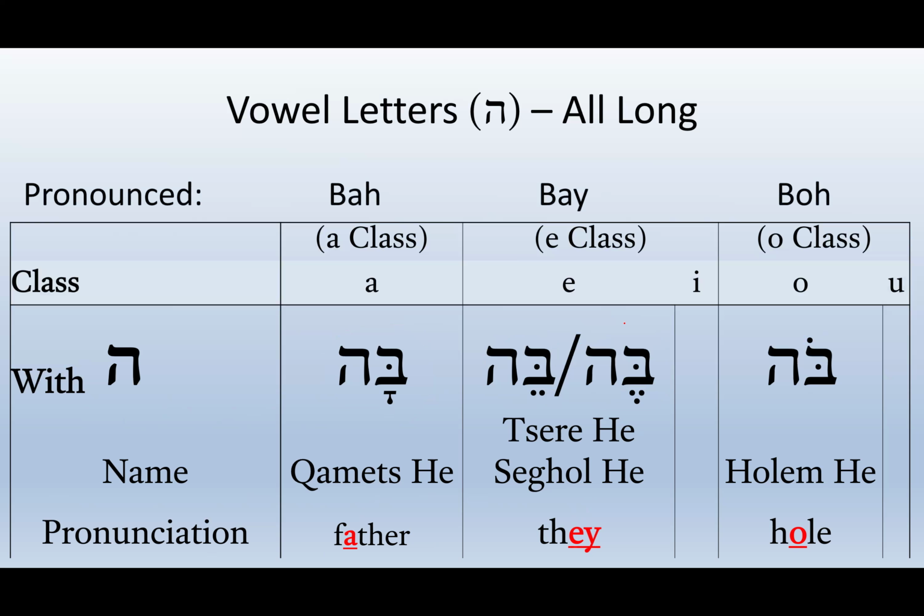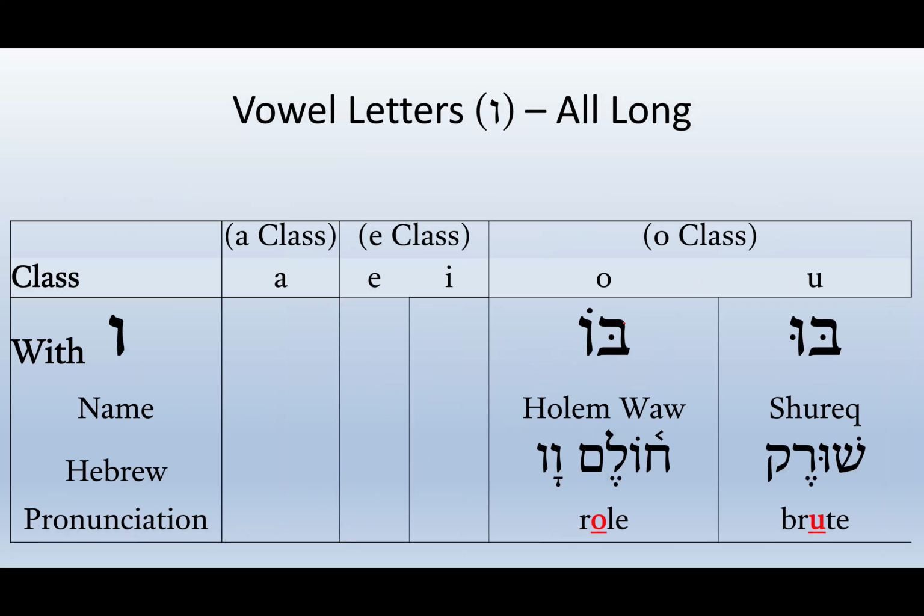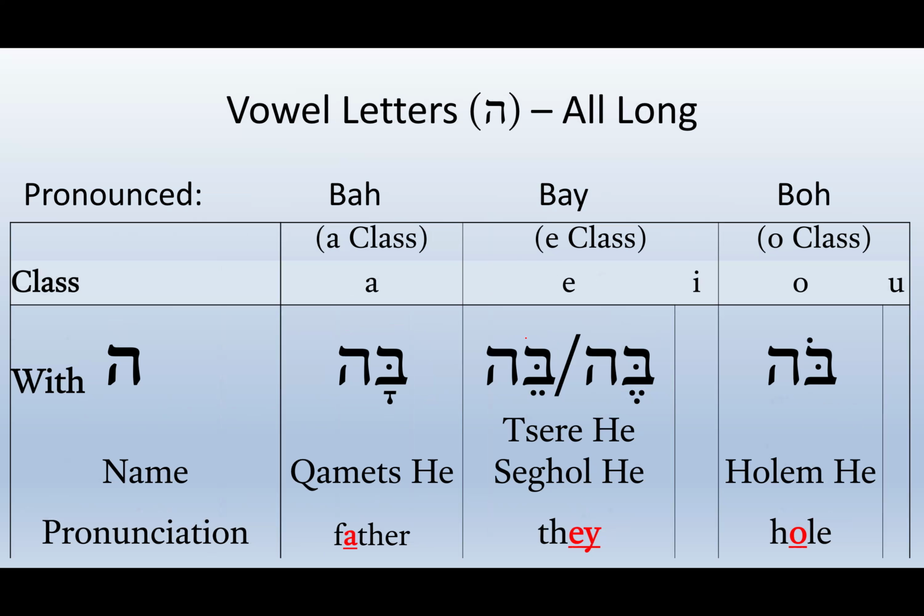Okay. So that's with the hey. So it's ba, be, bo. That's the way that each one of those would be pronounced. Both of them in the middle are be, be, and be.